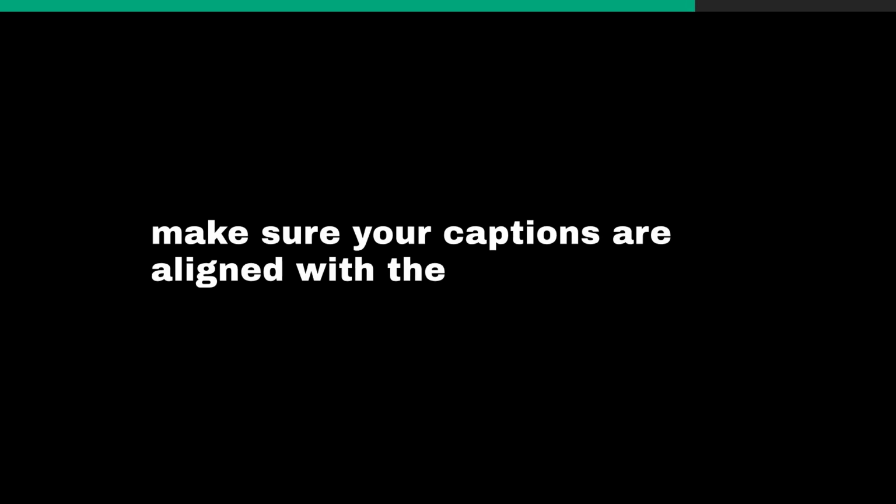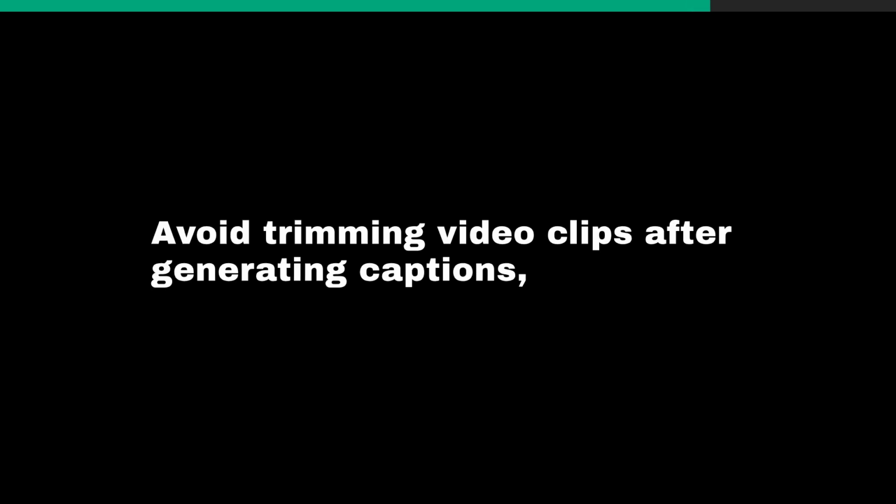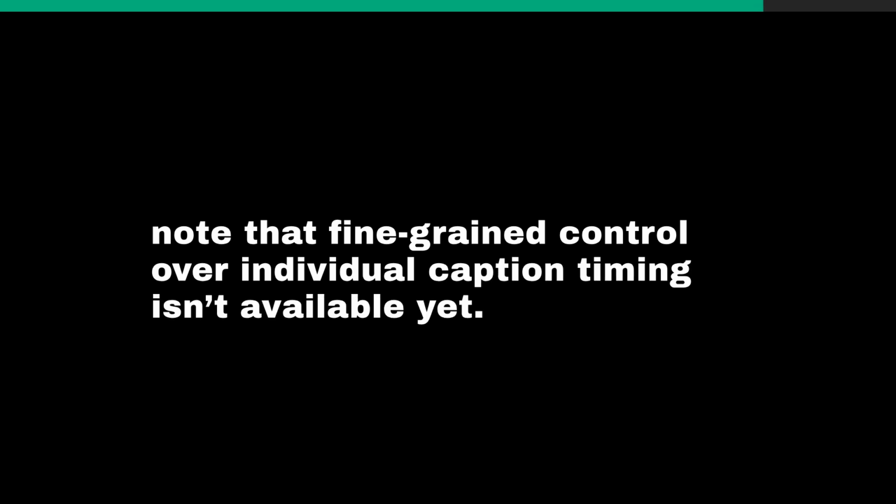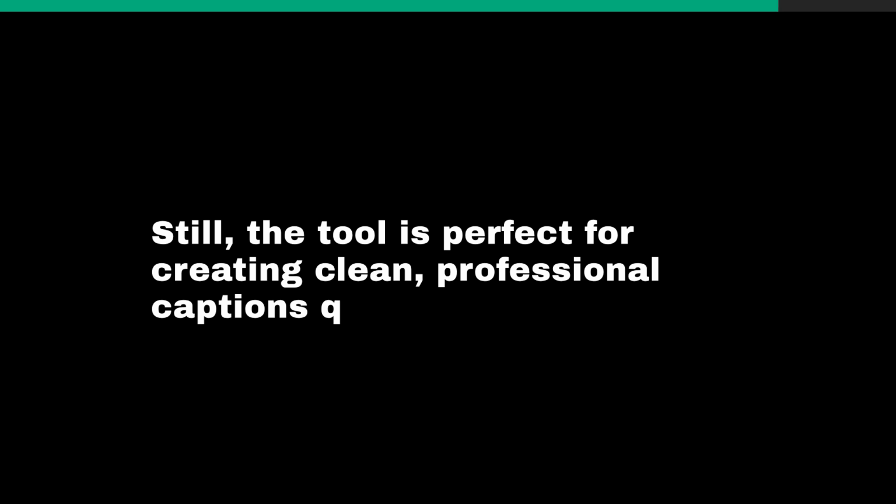Before delivering your project, make sure your captions are aligned with the video timing. Avoid trimming video clips after generating captions, as it can throw off the synchronization. If needed, you can regenerate captions, but you'll lose any previous formatting. While Canva's automatic timing is great, note that fine-grained control over individual caption timing isn't available yet. Still, the tool is perfect for creating clean, professional captions quickly.